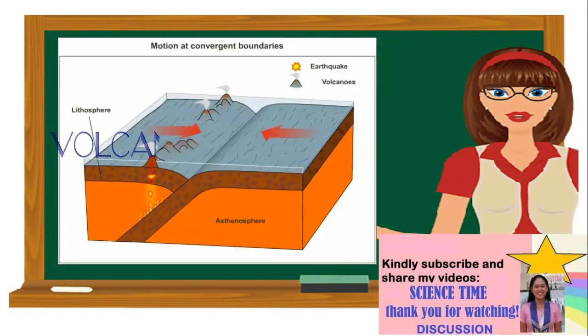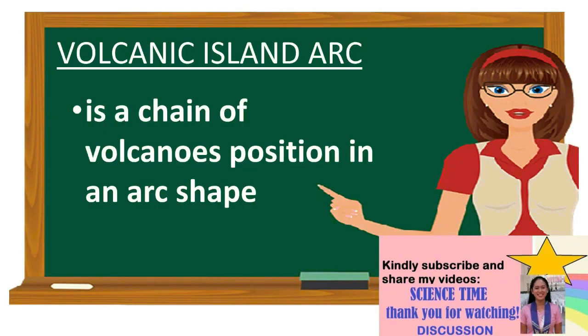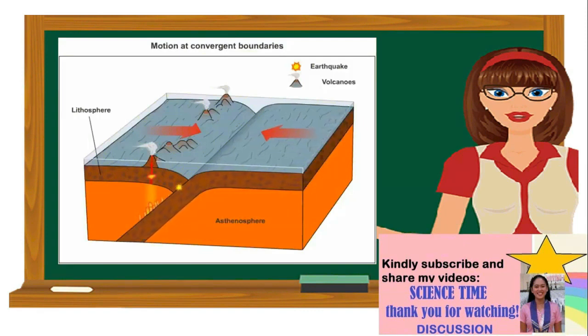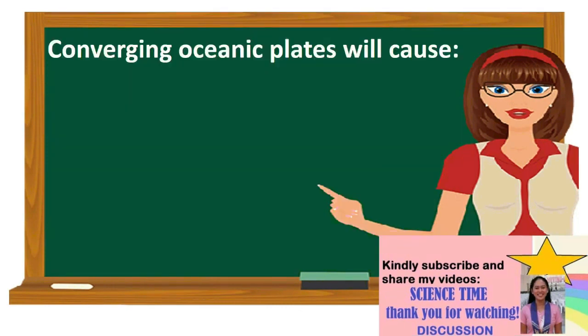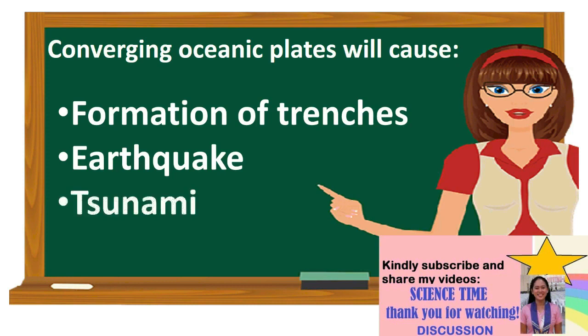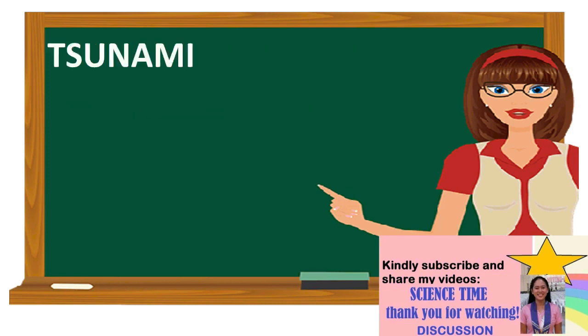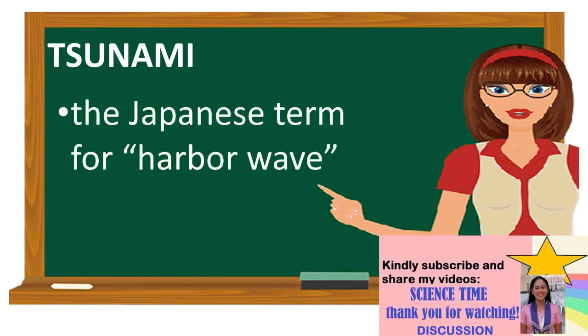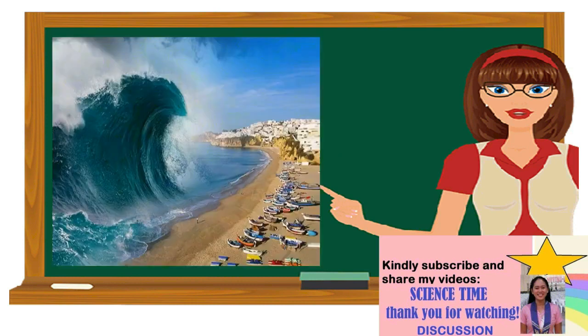A volcanic island arc is a chain of volcanoes positioned in an arc shape as seen in the figure. Like the first type of convergent boundary discussed earlier, converging oceanic plates will cause formation of trenches, and these trenches will become sources of earthquakes. Underwater earthquakes, especially the stronger ones, can generate tsunamis, the Japanese term for harbor wave. A tsunami is a series of ocean waves with very long wavelengths.